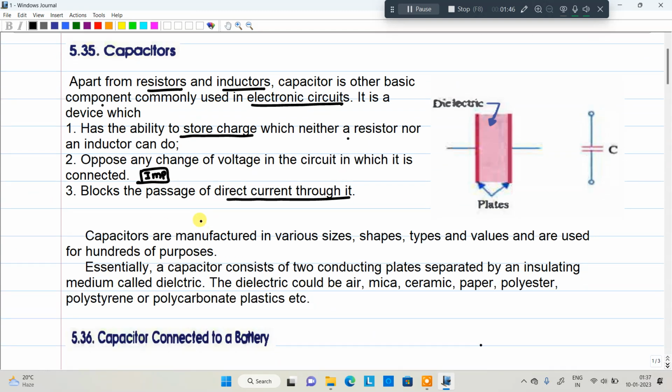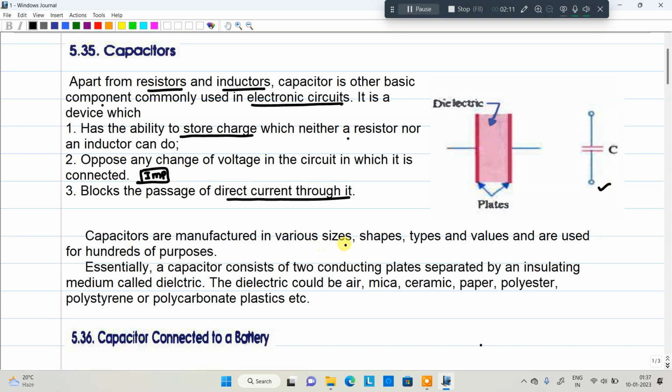Then this is the representation of a capacitor having 2 conducting plates, with a dielectric media present in between. The dielectric media may be air, mica, ceramic, or paper. Any dielectric media can be placed in between them. So this is a representation of the capacitor.